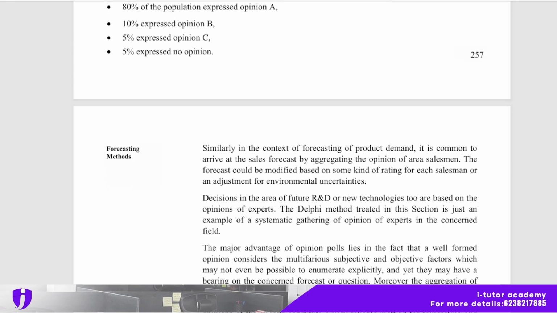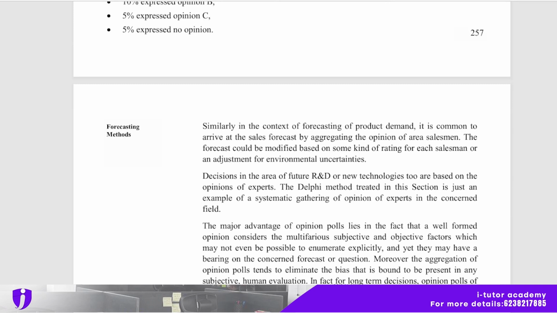The major advantage of opinion polls lies in the fact that a well-formed opinion considers the multifarious subjective and objective factors which may not even be possible to enumerate explicitly, and yet they may have a bearing on the concerned forecast or question. Moreover, the aggregation of opinion polls tends to eliminate the bias that is bound to be present in any subjective human evaluation, and in fact for long-term decisions, polls of opinion of the experts constitute a very reliable method for forecasting and planning.